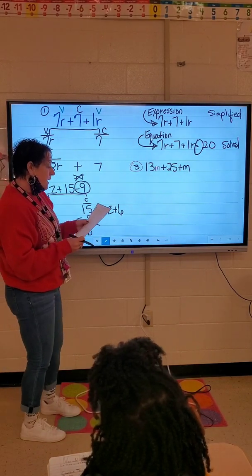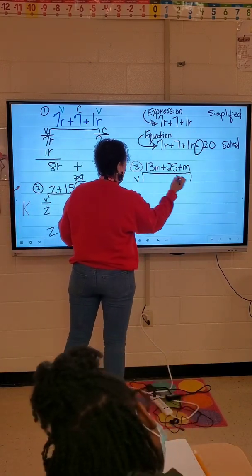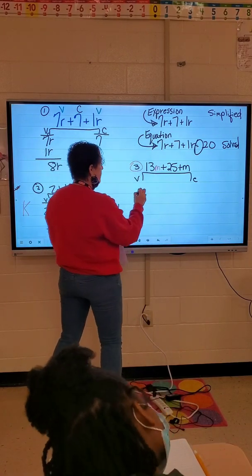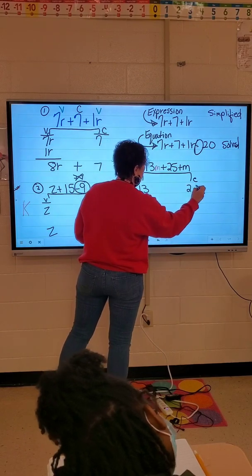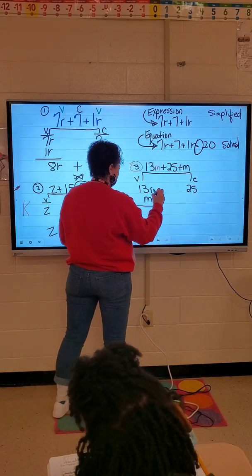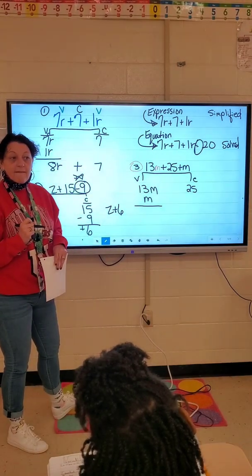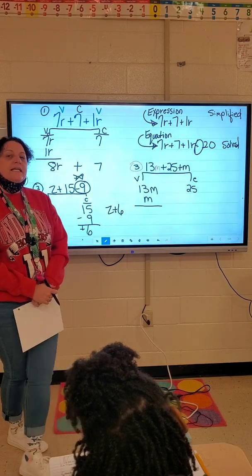All right. So let's sort this into our variables and our constants. Our variables are what? 13M and M. And what's my constant? 25. So 13M plus M is how much? 13? 14. Why is it 14M?